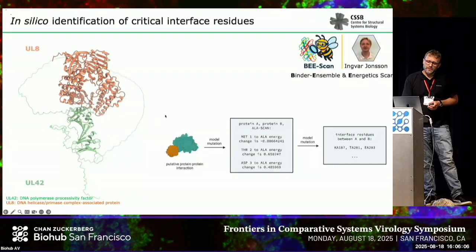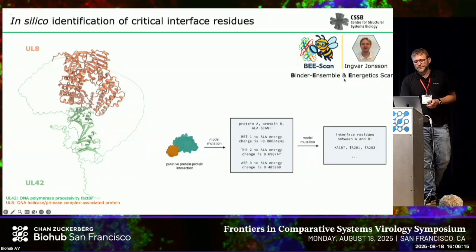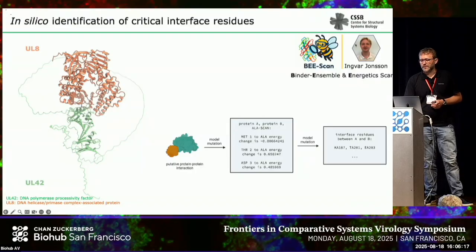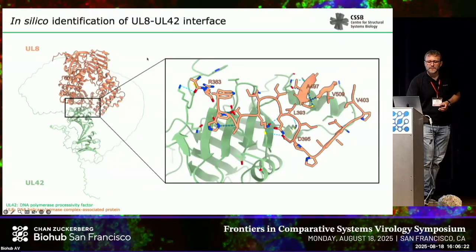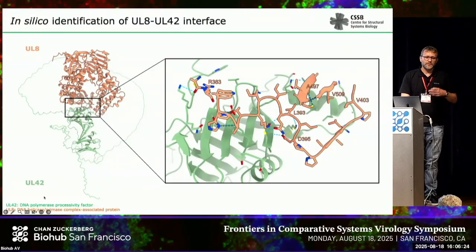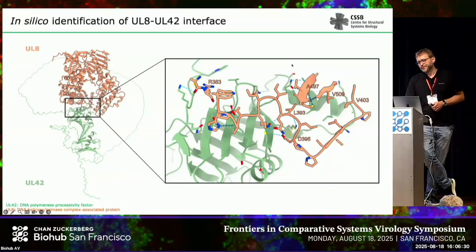So for that, we built a pipeline to extract the most important amino acids in the predicted interface. We call this B-scan. And Ingmar was the leading force on this. For example, for this interaction, this is UL8 with UL42. This is a novel interaction. So this is the DNA sliding clamp. This is part of the helicase complex.